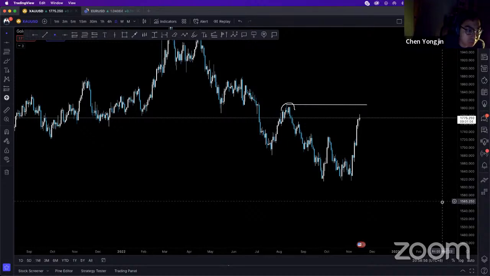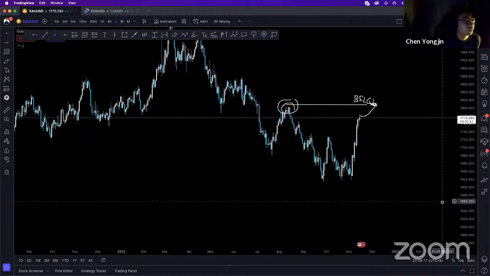Whether this supply zone has been tapped. Okay, it's already tapped. So I'm looking for price to possibly break this nice area right here, this liquidity area, the buy side liquidity. Price potentially to break upwards if the PPI is good.